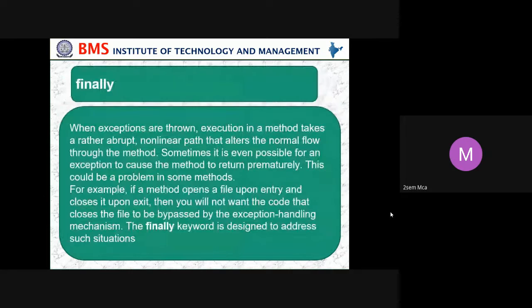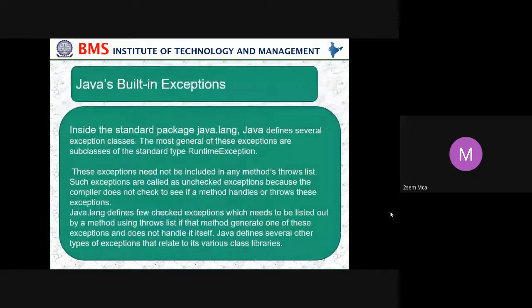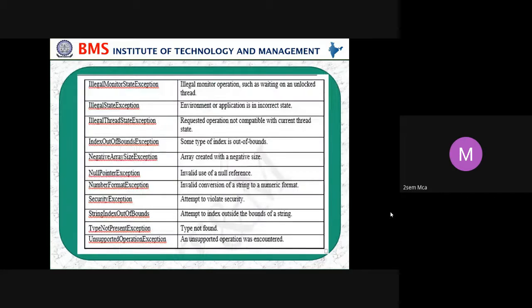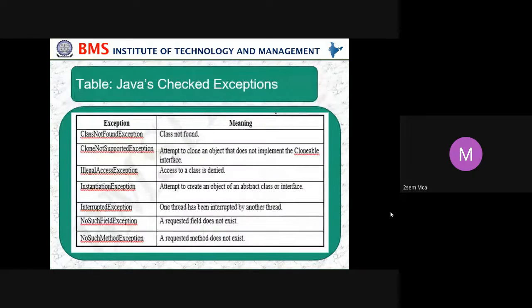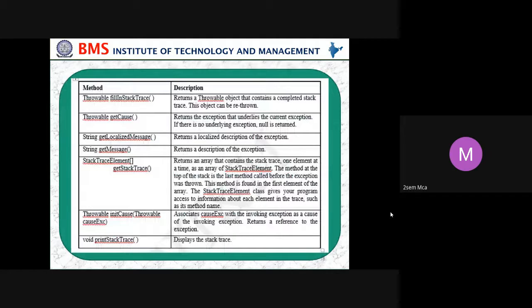Then the finally block, where in case try and catch is not caught, then finally can be used. Then we have built-in exceptions. These are the list where unchecked exceptions are covered. In the same way, these are the checked exceptions. And creating our own exception subclasses: not only built-in, but we can also create our own subclasses. That's what we can use here, many user-defined exceptions.